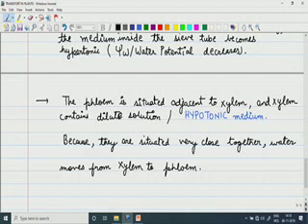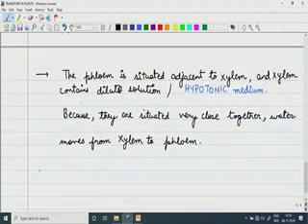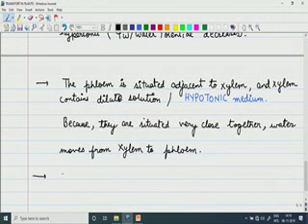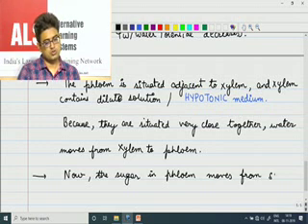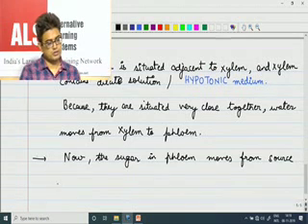So now this becomes a solution containing sucrose. It becomes a sweet, sugary solution. All right. Now the sugar in phloem moves from source to the sink.